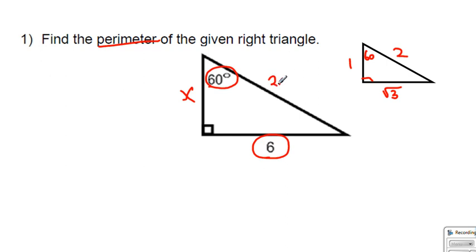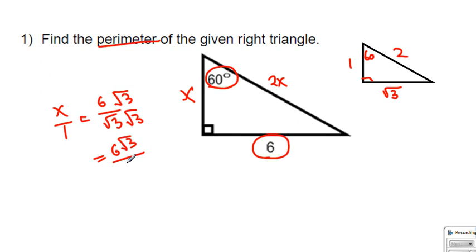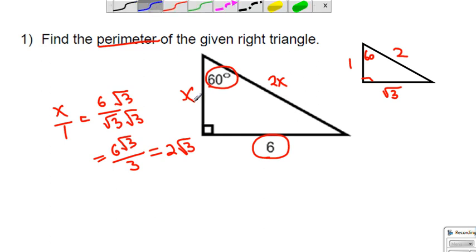be equal to 2x. Now, then what we can do is this here, x to 1 is in fact equal to 6 over square root of 3. Now, when you rationalize the denominator, you gotta multiply by the same number here. We end up getting 6 radical 3 over 3. But when you cancel out 3's, we'll end up getting 2 square root of 3. That's the value of x here.